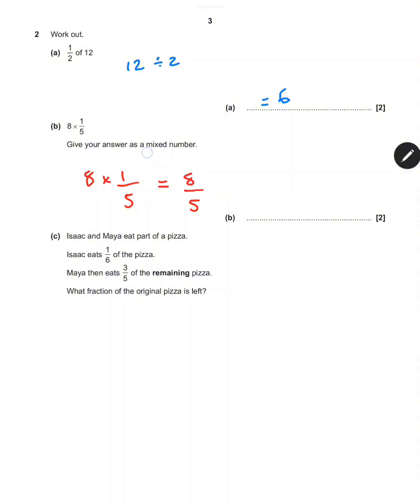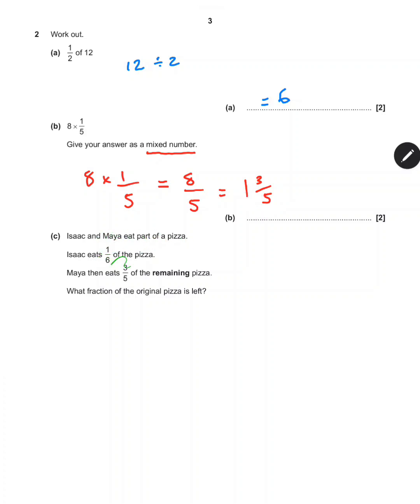It does say give your answer as a mixed number. So if I've got 8 fifths, well, 5 of those fifths is the whole 1. And if I've used 5 of these fifths, there are 3 left. 8 fifths is 1 whole 1 and 3 fifths.